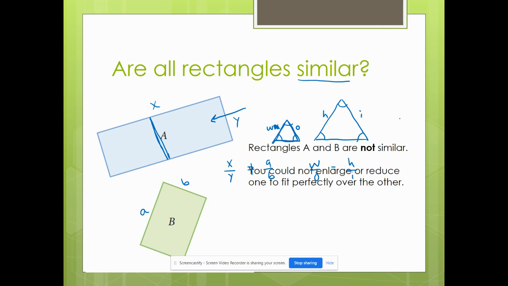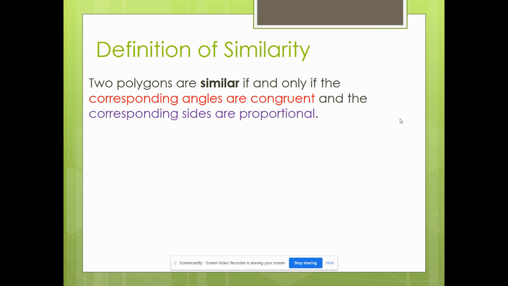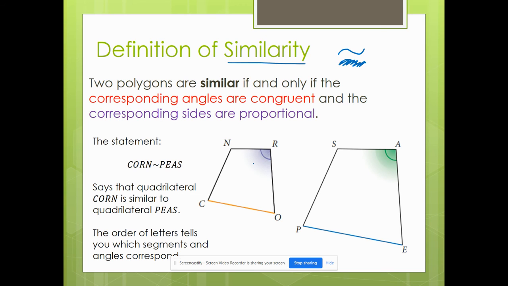Okay, moving on. So this is our definition. We have two things that have to happen for similarity, and we use this symbol for similarity. It's kind of like the congruent symbol, only we get rid of one of those. So two polygons are similar if and only if the corresponding angles are congruent and the corresponding sides are proportional.